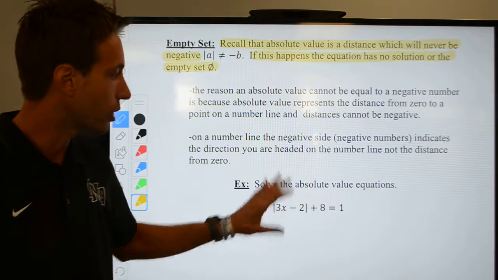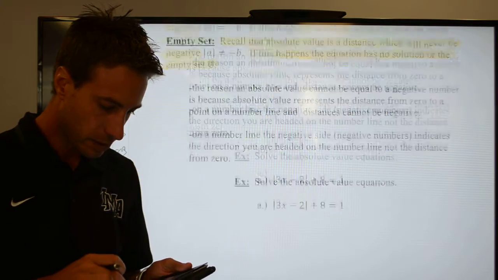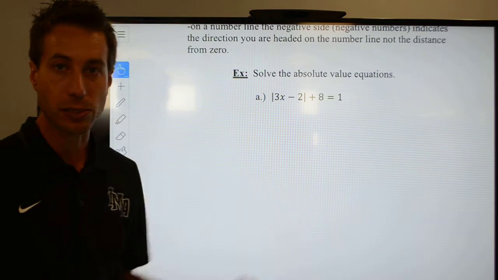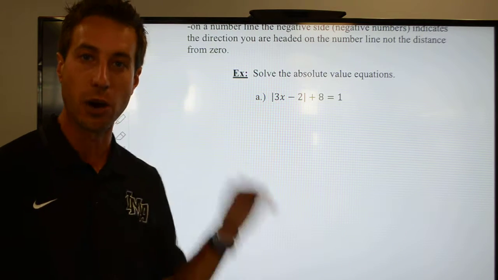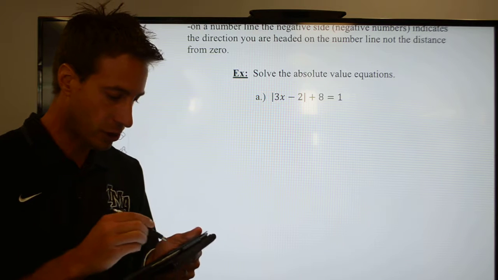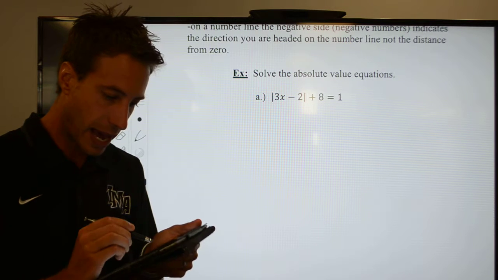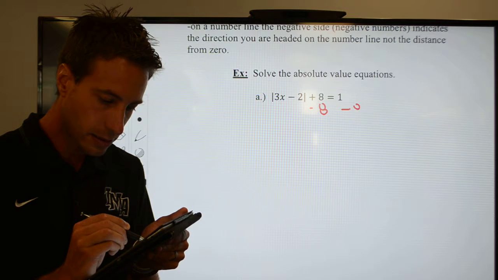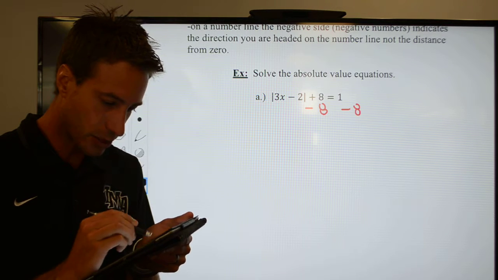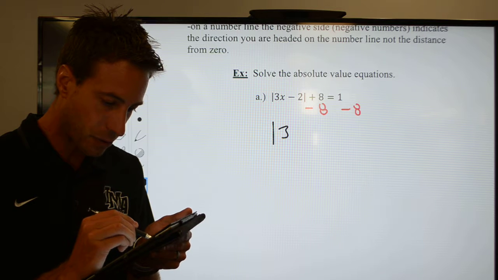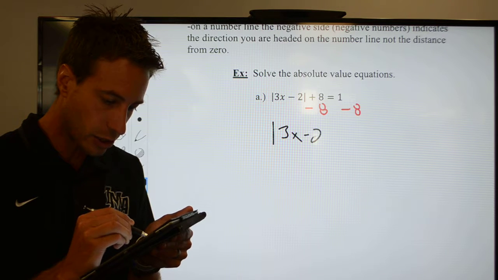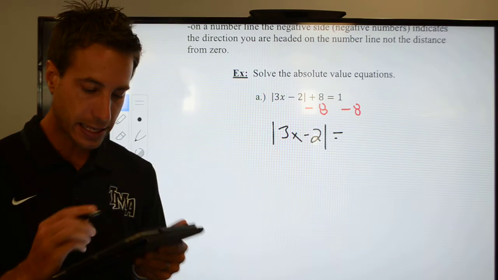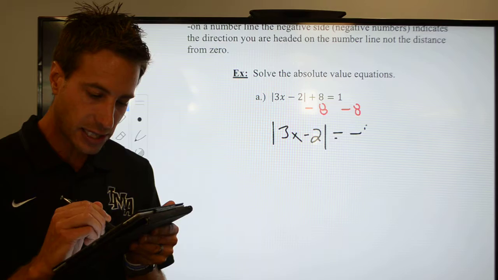Here we go, let's take a look at this problem and see what happens. You notice right away, I got the absolute value, but there's a plus 8 there, and that is no bueno. Let's get rid of that 8 before I can solve this equation. So we will go ahead and subtract 8 from both sides. That gives me the absolute value of 3x minus 2 is equal, hold up, 1 minus 8 is a negative 7.